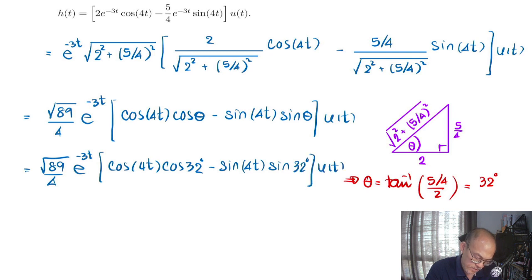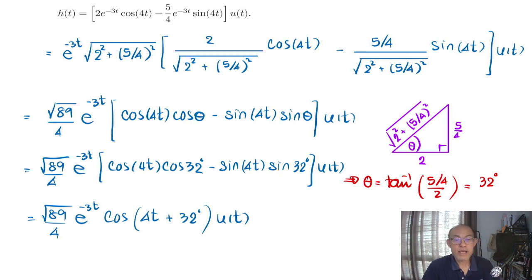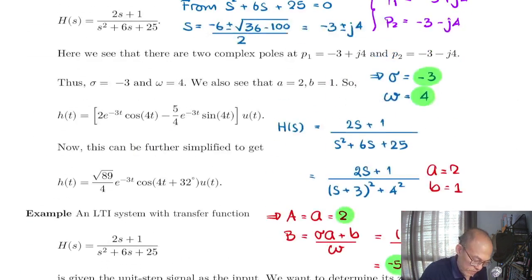And we recognize that this is just cosine of 4t plus 32 degrees. So we have square root of 89 over 4 e to the minus 3t cosine of 4t plus 32 degrees. Okay, this is what we have here. So I gave you the details of how to reach this.